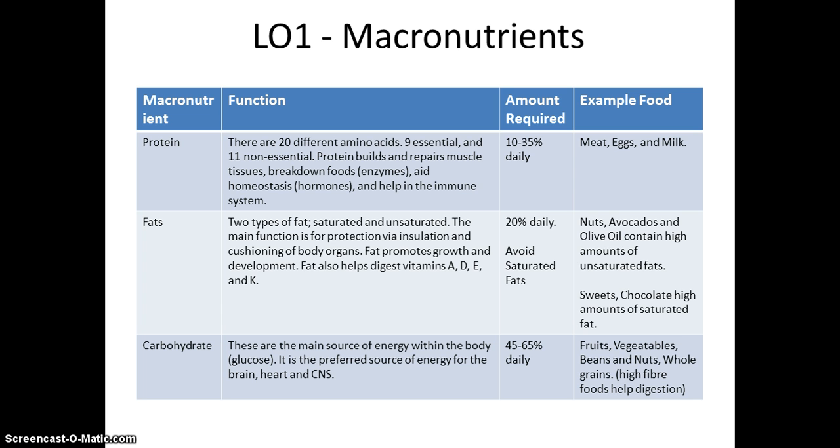The next macronutrient, fats. We know we've got two different types of fat, saturated and unsaturated, saturated being your bad fat and unsaturated being our good fats. The main function of fat is to protect by insulation and also for cushioning of body organs. Insulation helps us maintain our temperature balance. It helps us out when we're cold. And obviously when we're running around and walking, fat helps to cushion body organs so they're not banging off each other and off the bones, and keeps them protected that way.